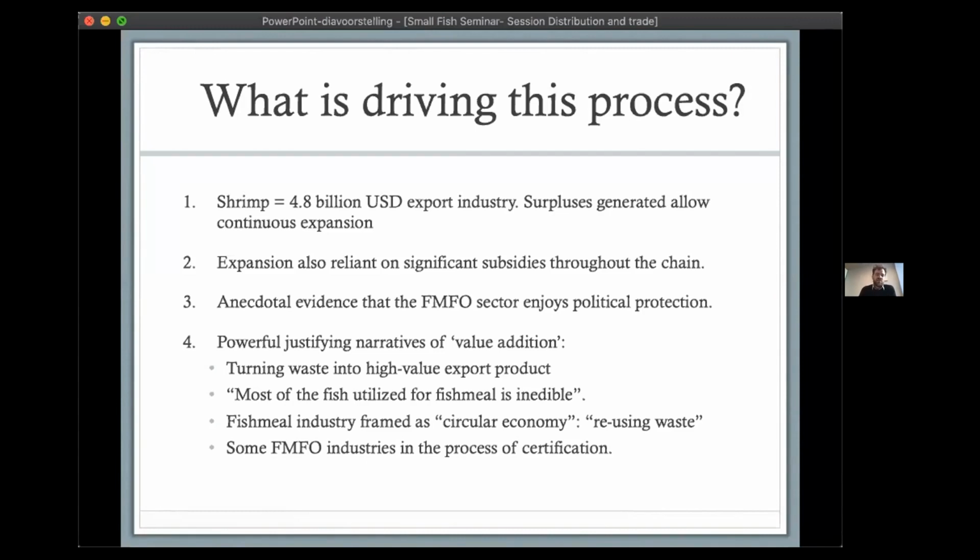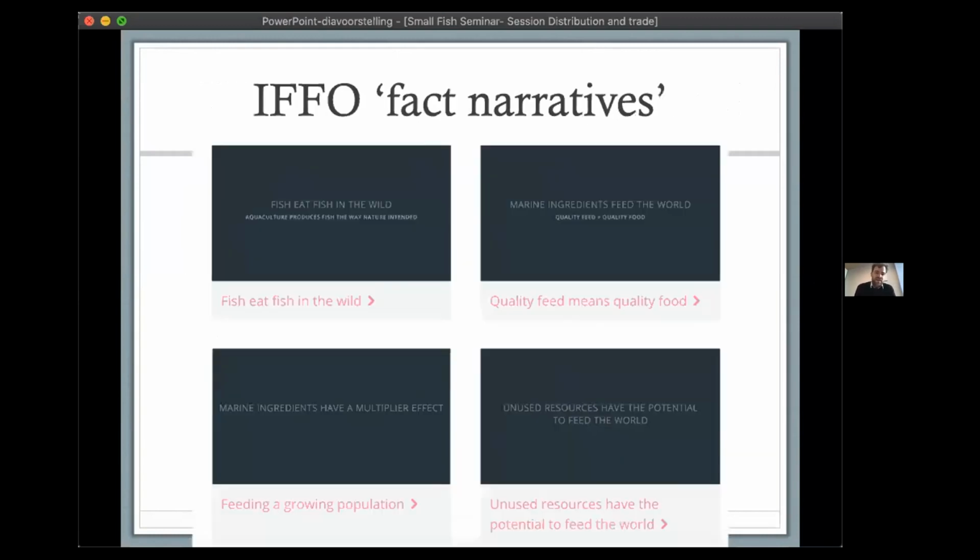The idea that most of the fish utilized for fish meal is inedible anyway, so this is a great way to add value. It's even called a circular economy of reusing waste in a productive way. Also, the issue of certification has been used to legitimize this kind of industry. And next slide, please. I think that is quite problematic here.